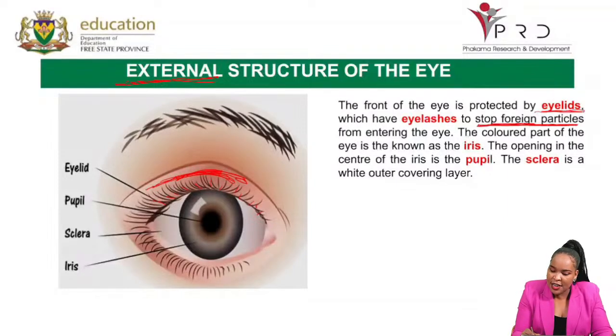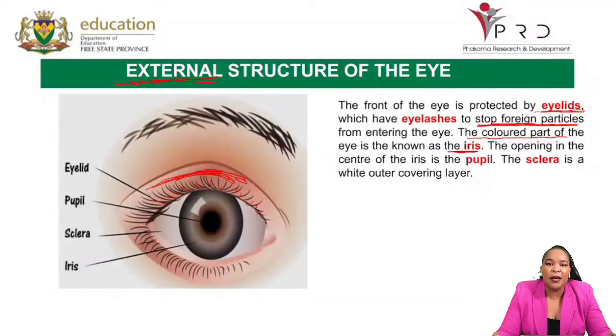Then you can see the colored part of the eye, which is known as the iris. Look at the person sitting next to you. Tell them what the color of their iris is. So if you just look straight into that person's eye, you see the colored part. That is called the iris. Some people have blue, some have green, some have brown, some have black. So every time you think of the iris, think of the color. It is the colored part of the eye.